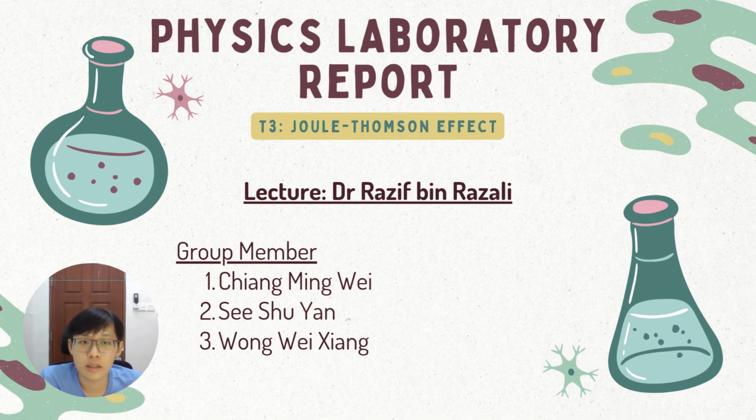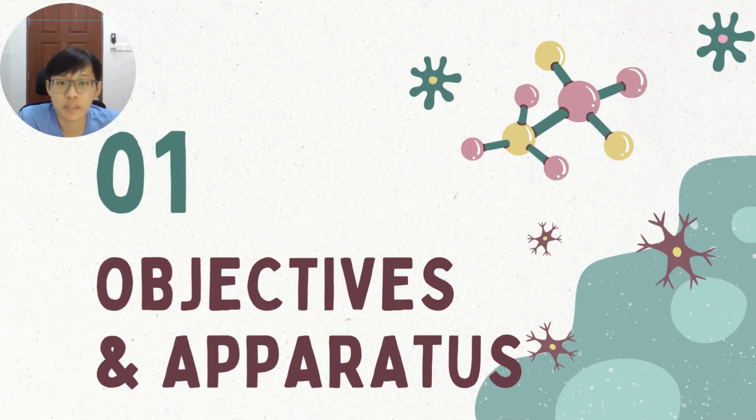In this group, we have three persons. The first one is me, Chang Ming Wei, the second is Xi Shuyan, and the third one is Wang Wei Xiang. So we will present part by part. The first part will be the objective and apparatus.